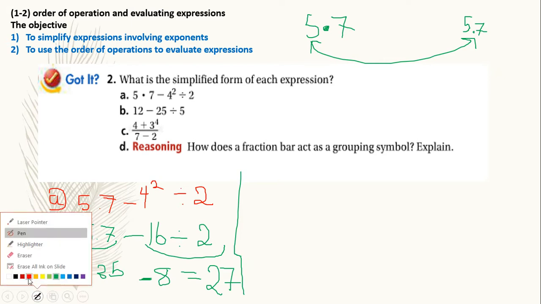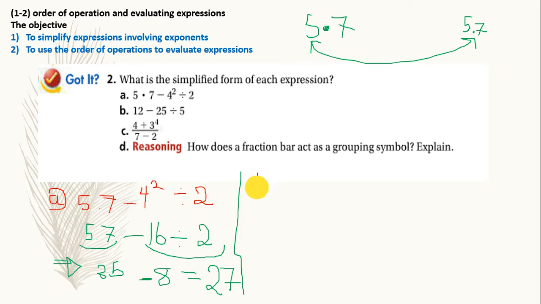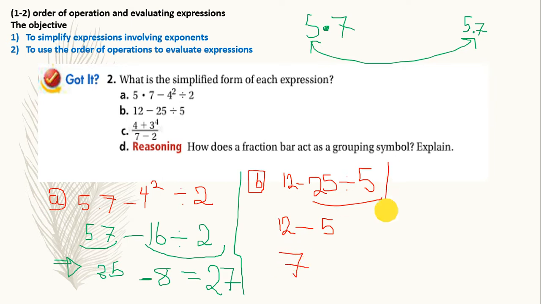Next we have B. 12 minus 25 divided by 5. First thing first, do I have parentheses? No. Next, do I have powers? No. Do I have addition, multiplication, division? Yes, I have these. So I will do the division first: 25 divided by 5 is 5. Then finally 12 minus 5 equals 7, which is easy.